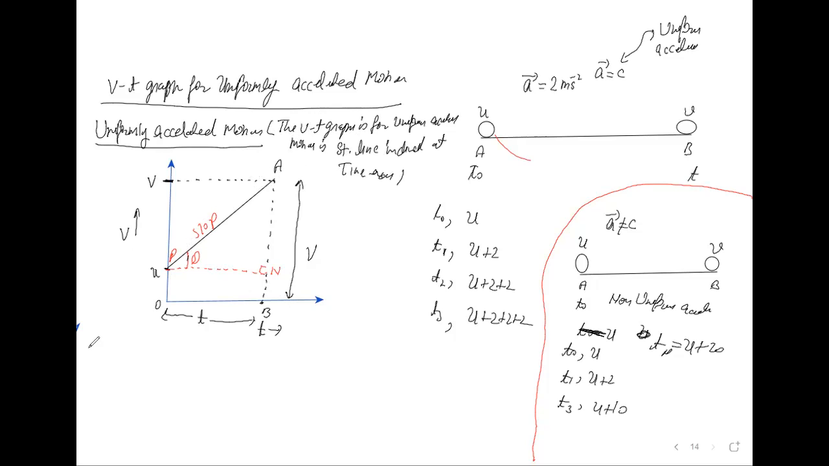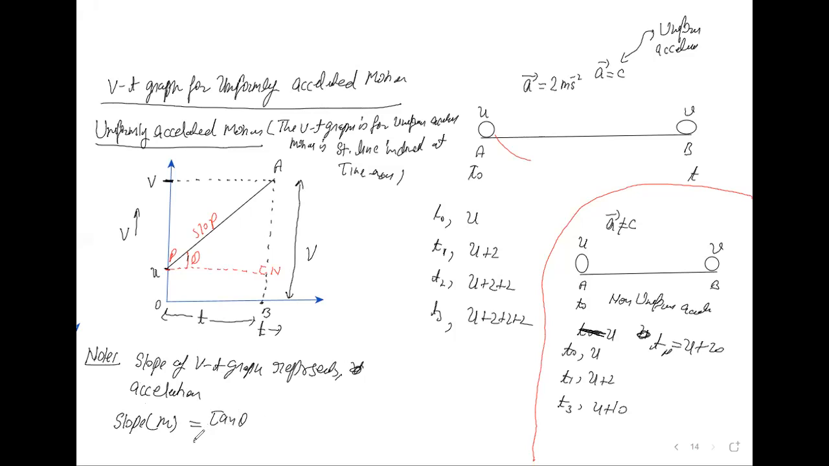Now note one thing here. The slope of the velocity time graph represents acceleration. The slope of the velocity time graph represents acceleration. So we will write slope. Usually we denote the slope by the letter m, and slope is tan theta.